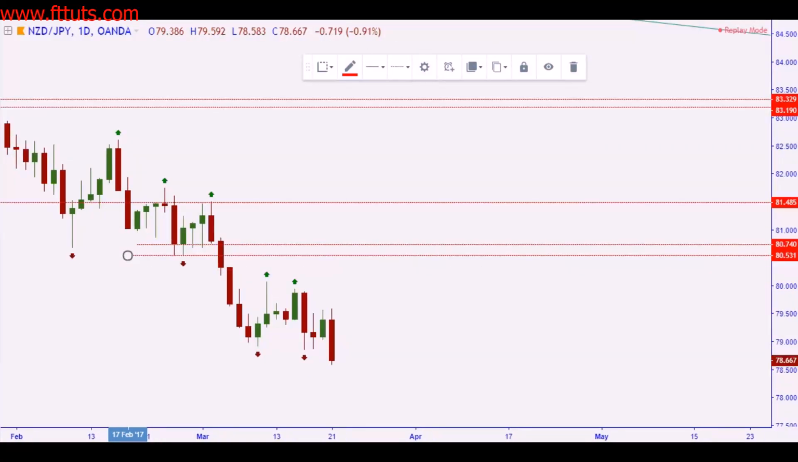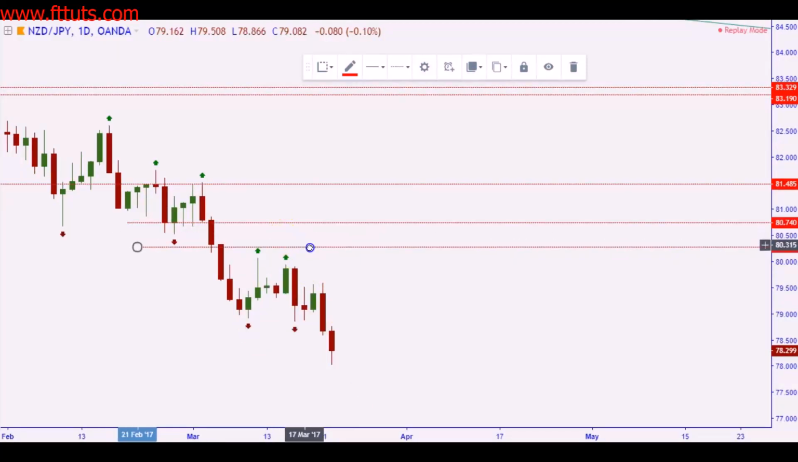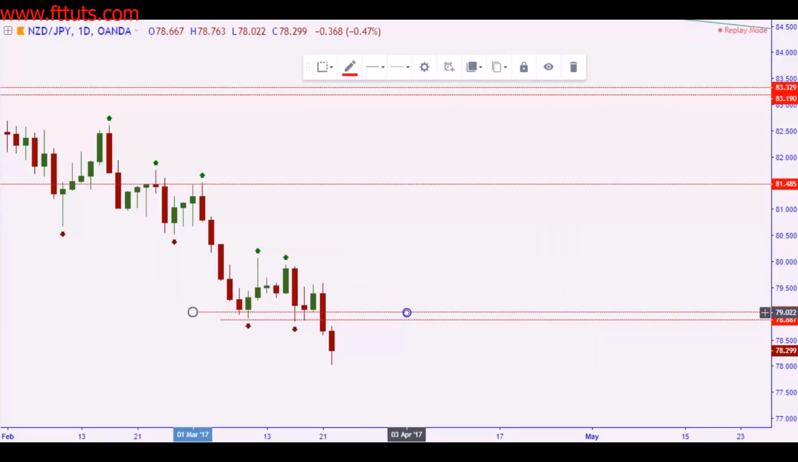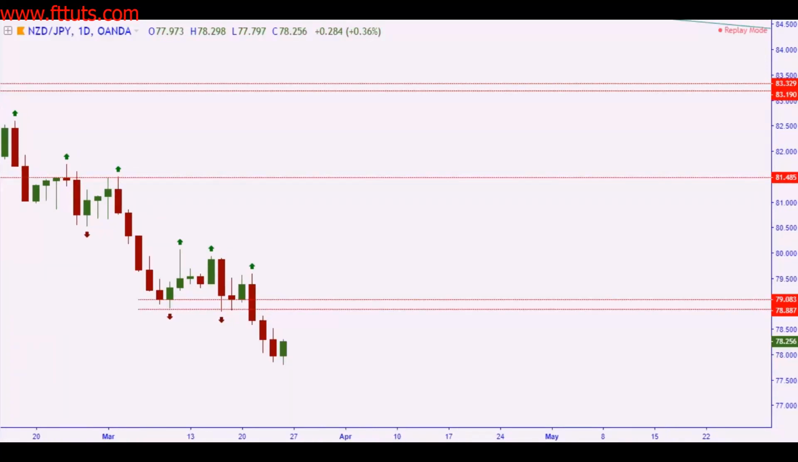If it violates another fractal, now they violated this fractal. Put your alert there. Alright, and you can draw it as a zone. So we got two good trades here, and we're going to see what the market's going to give us. What else?